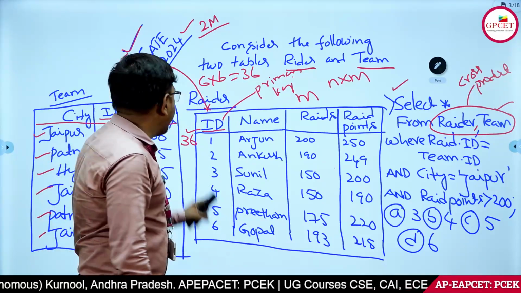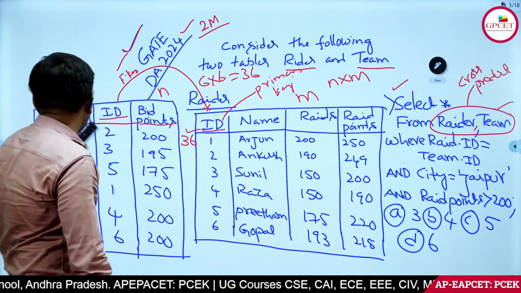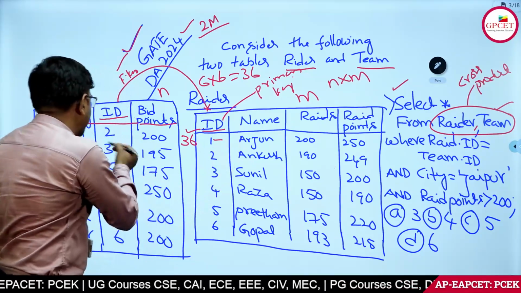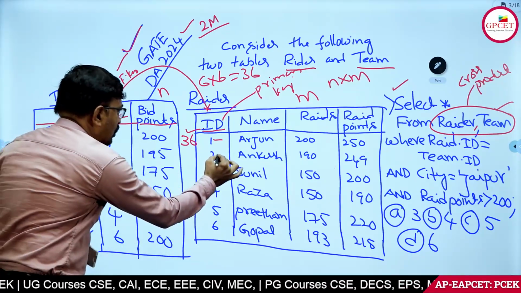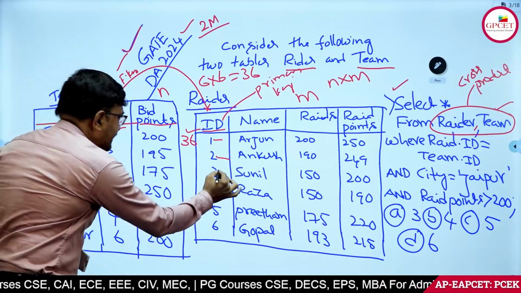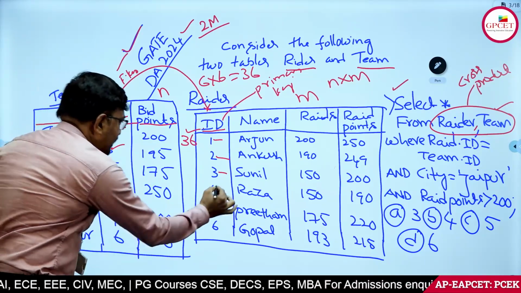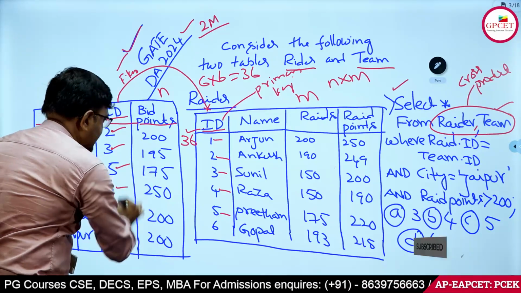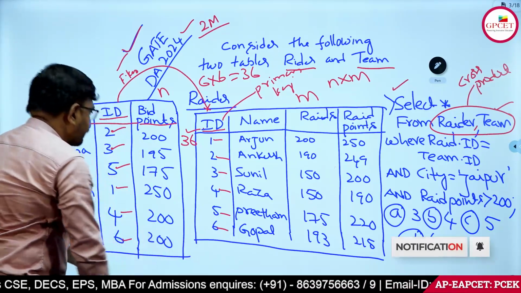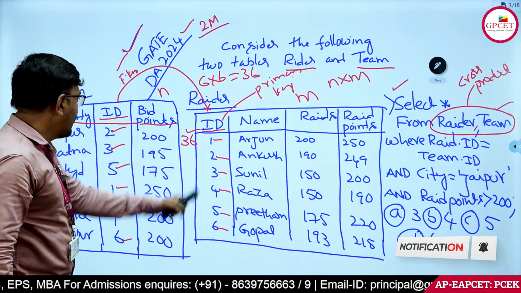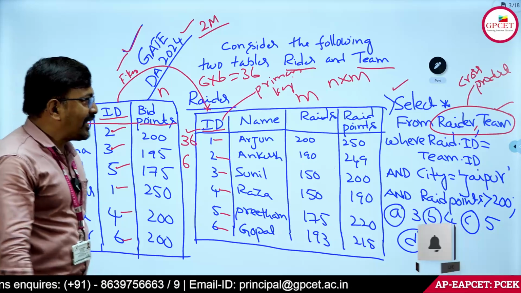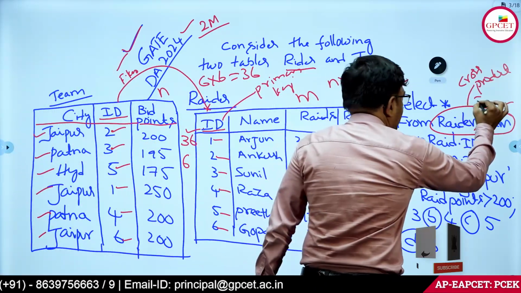What is rider.id equal to team.id? Observe, rider.id 1 matches the value 1, yes. Here 2, matching value, yes. And then 3, yes. And then 4, yes. And then 5, yes. And then 6, matching. Observe, only the matching tuples, how many? That is 6 rows. Cross product is 36 tuples.